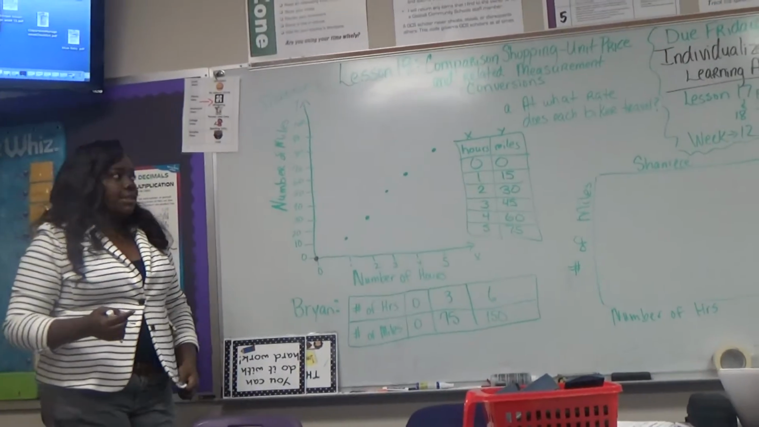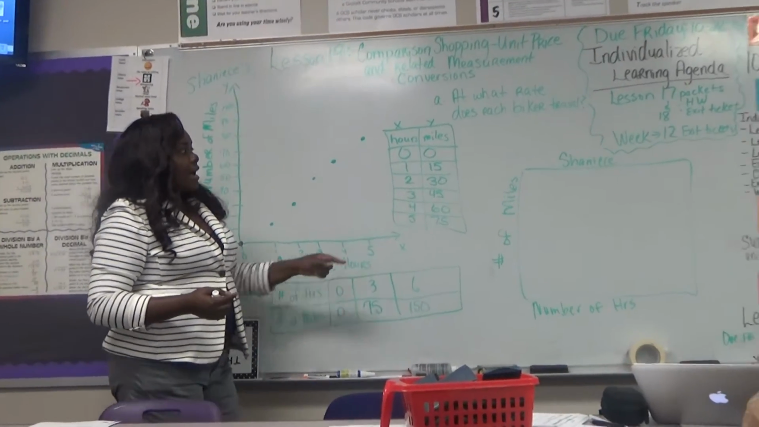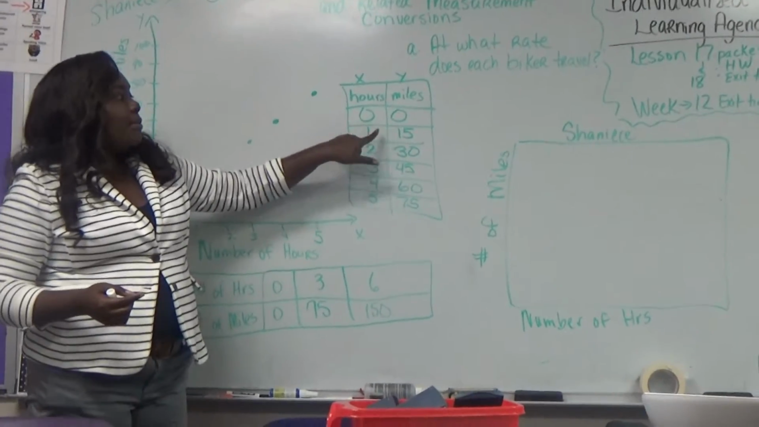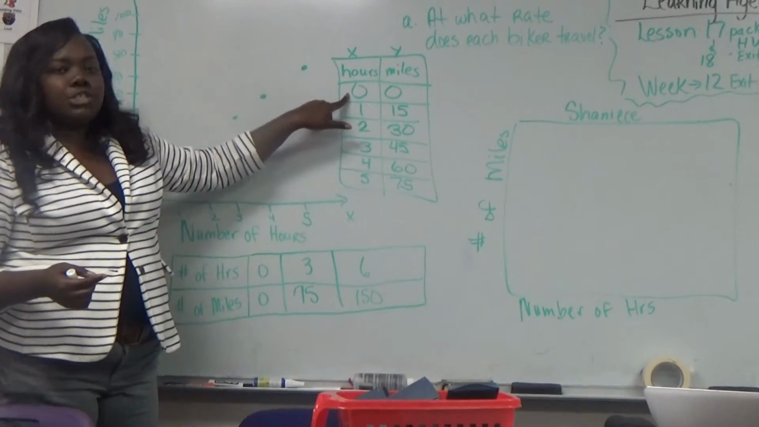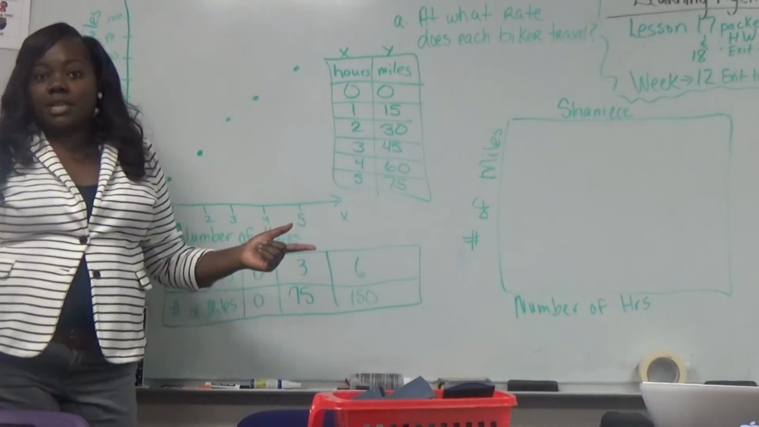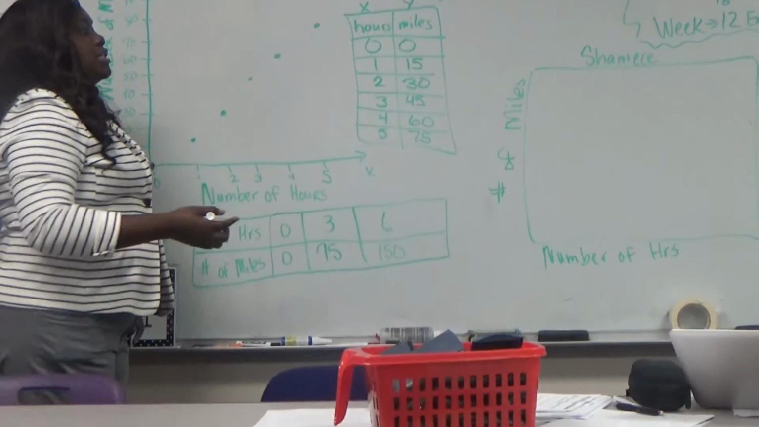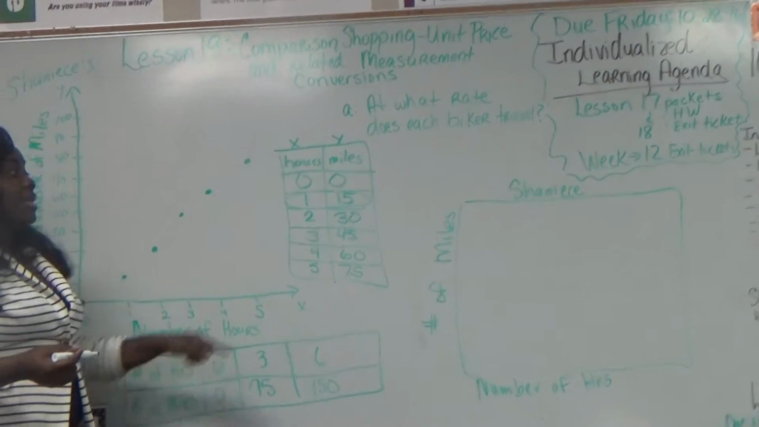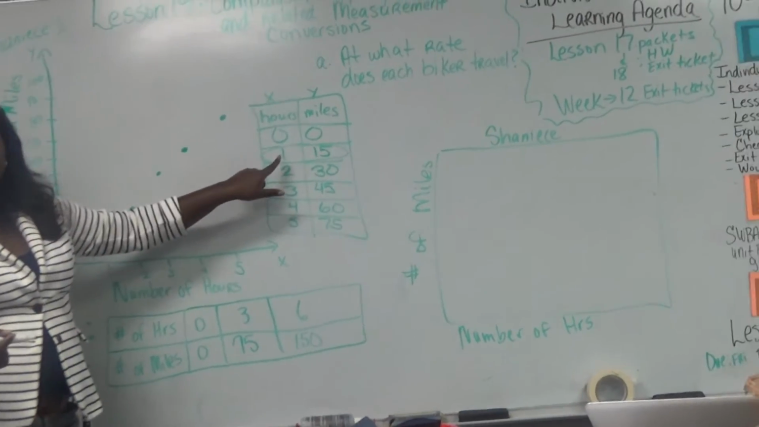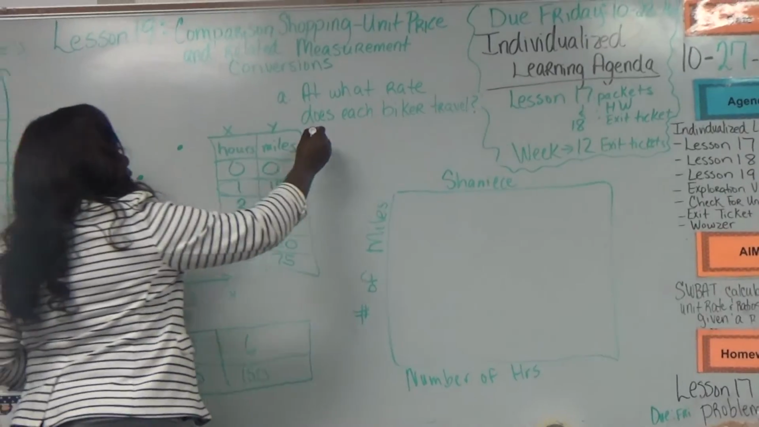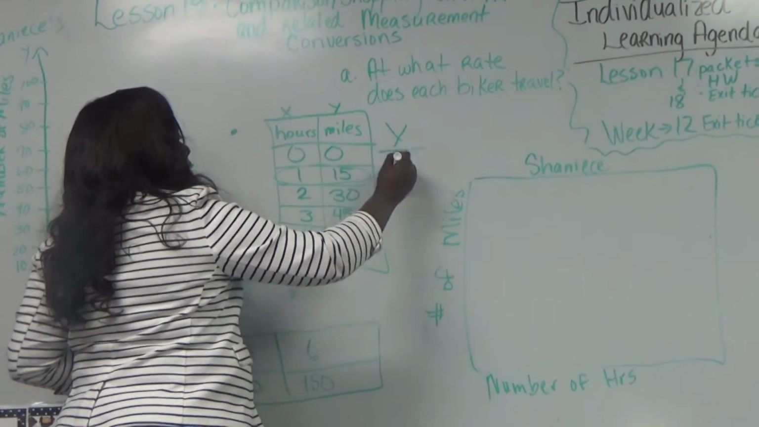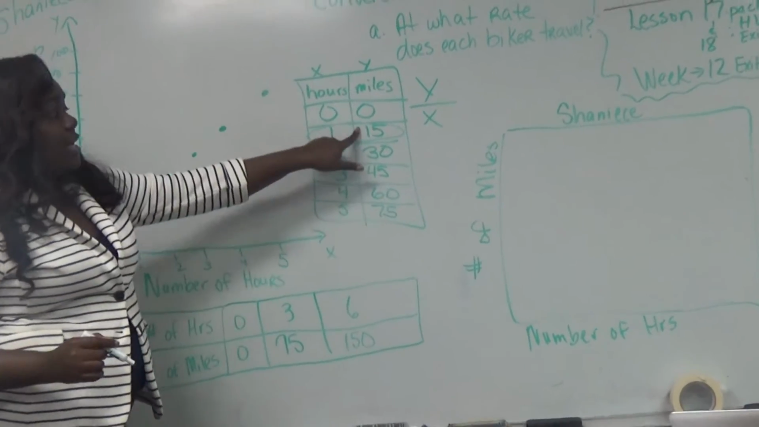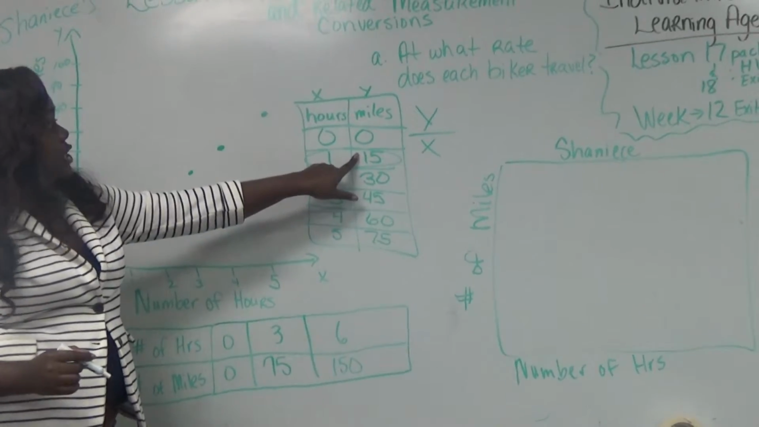So here's how you figure that out. You're simply going to divide your y column by your x column. I'm not going to use 0, 0 because I know that's going to equal 0. So let's start with the first ratio in each table. I'm going to go y divided by x. So here's what that looks like. Y divided by x. My y value is 15 in Shanice's table.